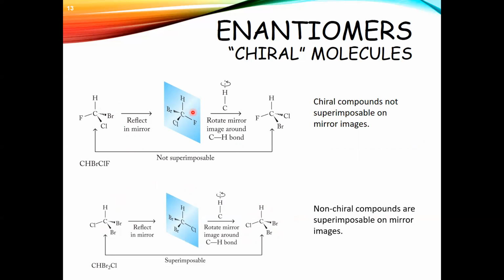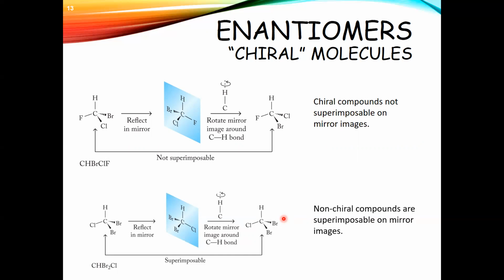So if you have a mirror image that's not superimposable, that's called an enantiomer. So these two molecules are enantiomers of one another. And this is what we call a chiral compound or a chiral molecule. So a chiral molecule has an enantiomer. Whereas this molecule down here, the CHBr2Cl, is not chiral. Its mirror image can actually be rotated to look the exact same. So its mirror image is superimposable on itself.